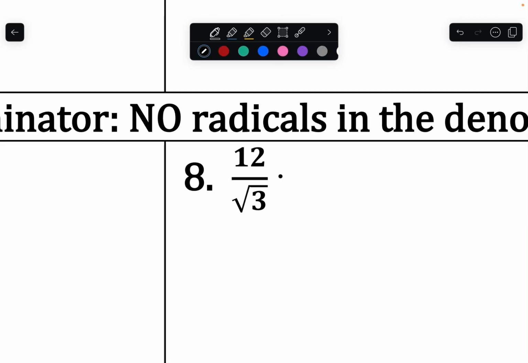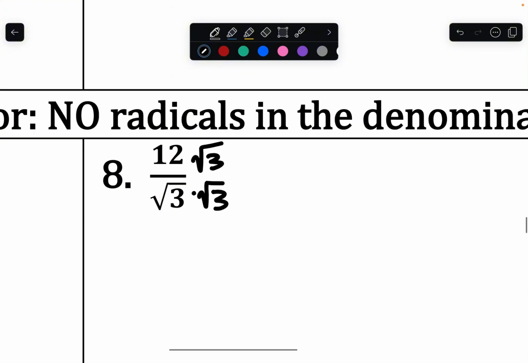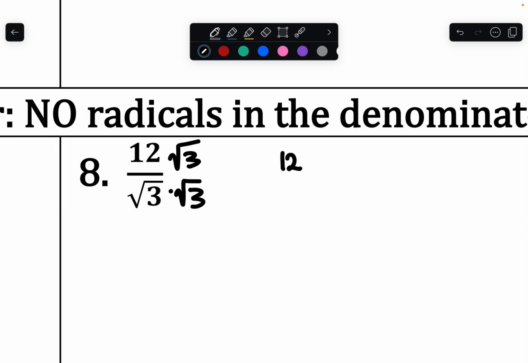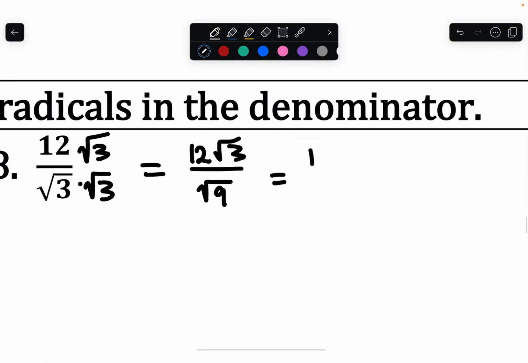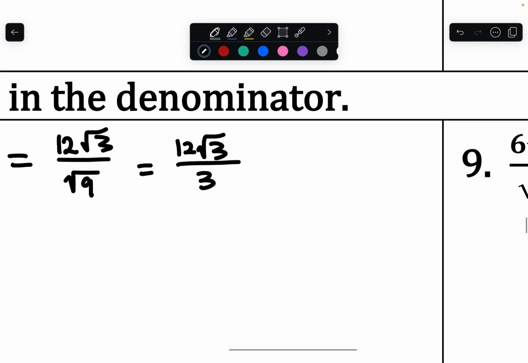Okay, here we are going to multiply top and bottom by the square root of 3. Top and bottom, can't emphasize that enough, which leaves me 12 square roots of 3 on top, and then the square root of 9 on bottom. 12 square roots of 3 on top, square root of 9 is just 3. And then now this 12 and this 3 are both outside the radical, and so we can simplify 12 over 3 to 4.